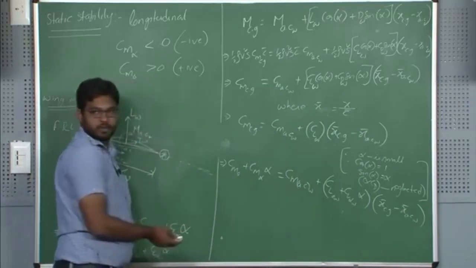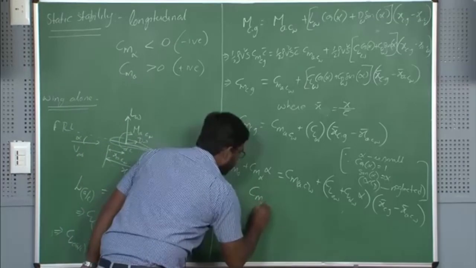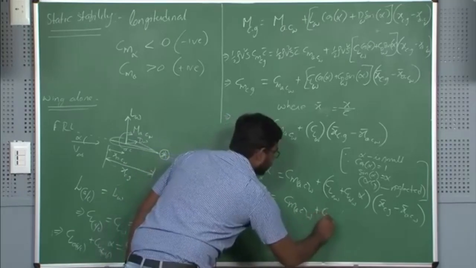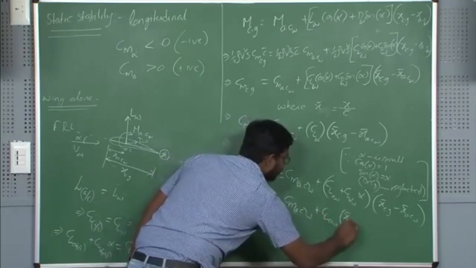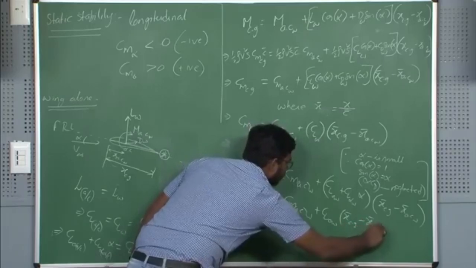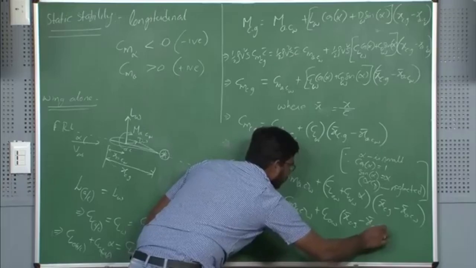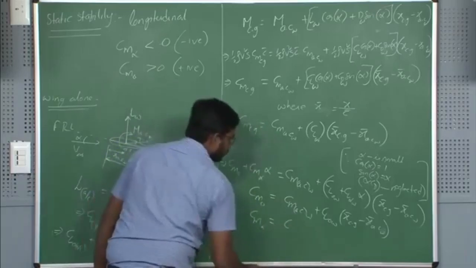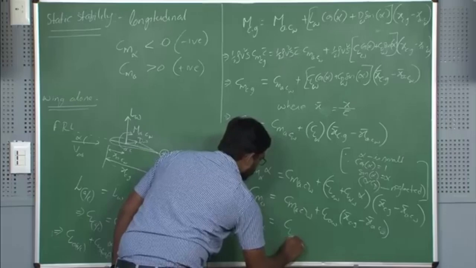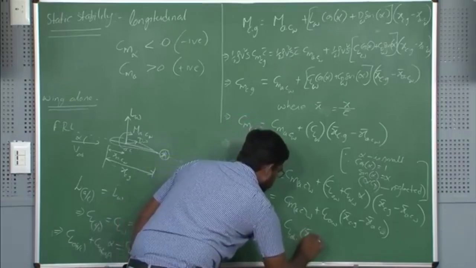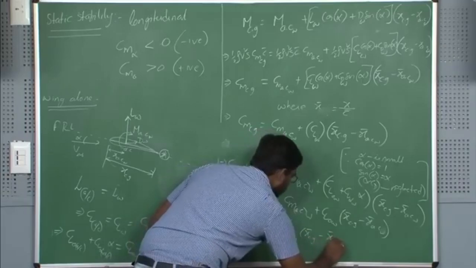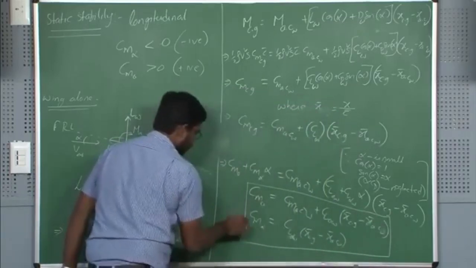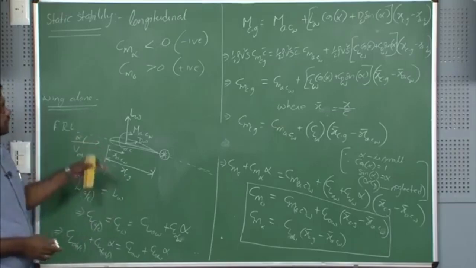So again, by comparing the constant and coefficients, what we have is Cm naught is equals to Cm AC of wing plus CL naught of wing into X bar CG minus X bar AC of wing. And Cm alpha is equals to CL alpha of wing into X bar CG minus X bar AC of the wing. So these are the two conditions that we derive from this moment equation.